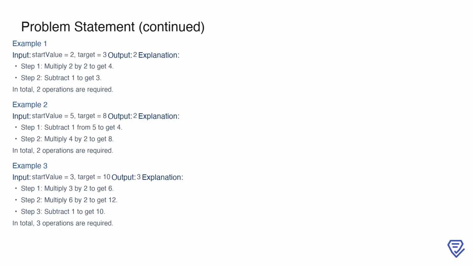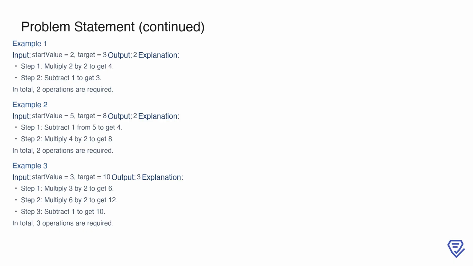Let's take a look at some examples to clarify the problem further. In the first example, the start value is 2 and the target is 3. To get from 2 to 3, you multiply 2 by 2 to get 4, and then subtract 1 to reach 3. This takes 2 operations in total. In the second example, the start value is 5 and the target is 8. The quickest way to reach 8 is to first subtract 1 from 5 to get 4, and then multiply 4 by 2 to get 8. Again, this takes 2 operations.